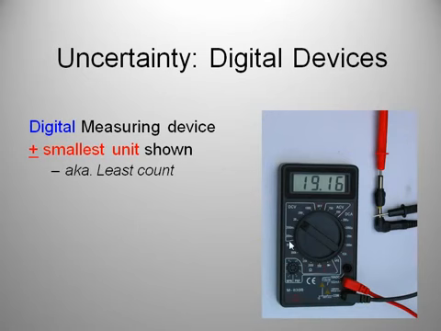For example, here's a digital voltmeter. And you can see this one is showing 19.16. So we're going to use an uncertainty of this decimal place over here, which is 0.01. So that's our uncertainty, plus or minus 0.01.